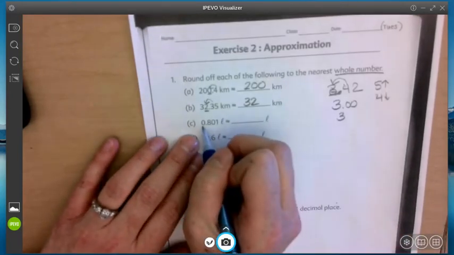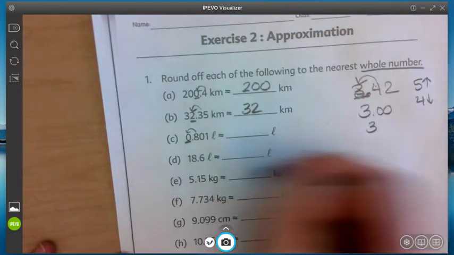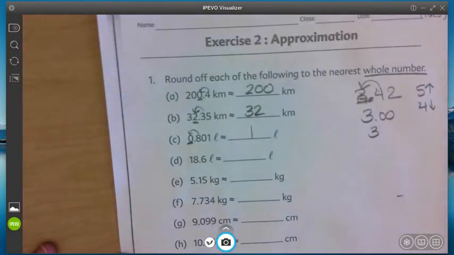Okay, for this one, look at the 1 spot. Uh-oh, why am I frozen? Something just happened. To 0 or $1. It's closer to $1 because the 8, it's 5 or higher, so the 8 would bump that 0 up to a 1 and just 1 liter.